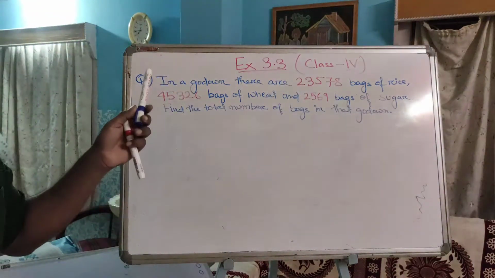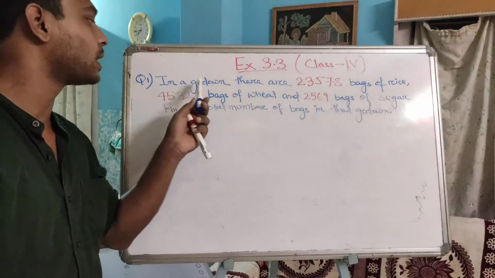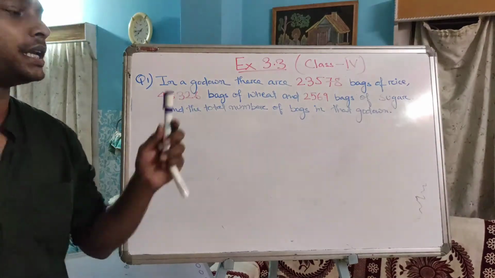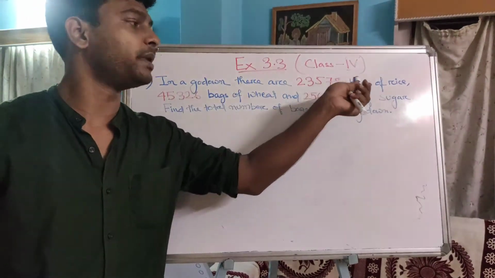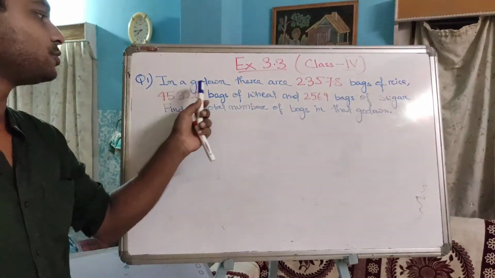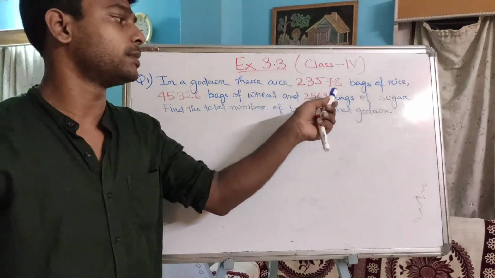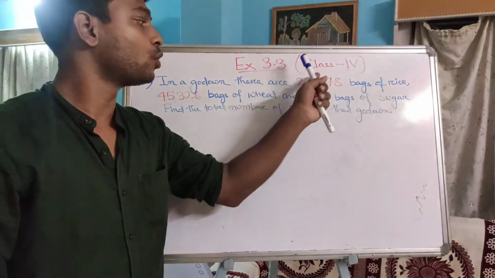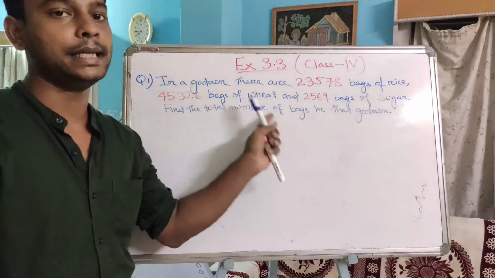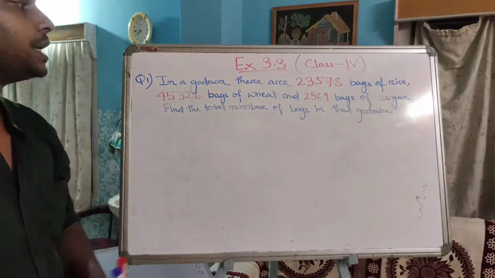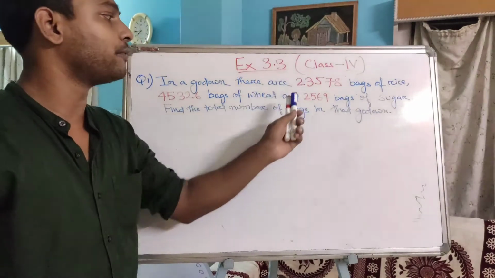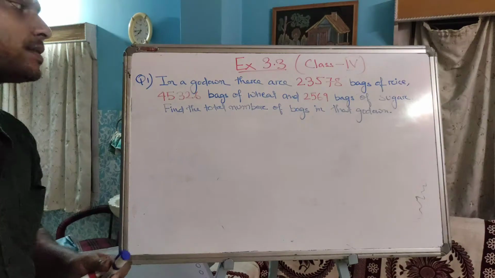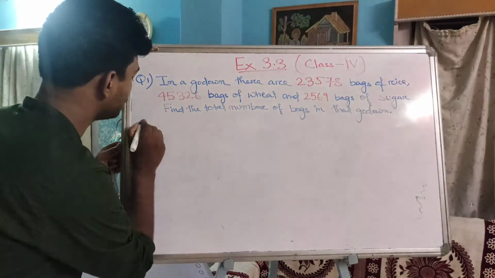So basically the question is telling that a godown is a place where things are stored. In a godown there are this much bags of rice, this much bags of wheat and this much bags of sugar, and we are told to find the total number of bags in that godown. In order to find the total we have to add these three quantities. So let us proceed. Solution.